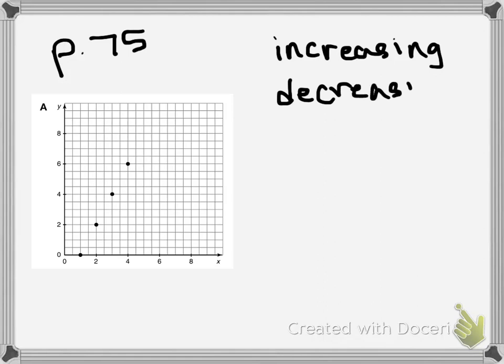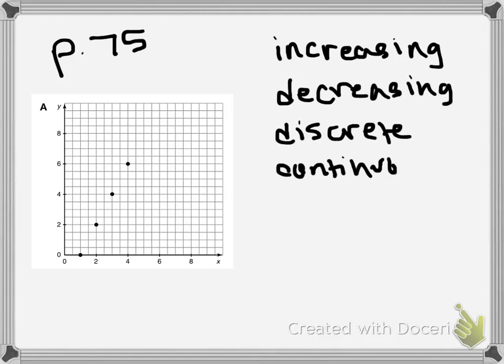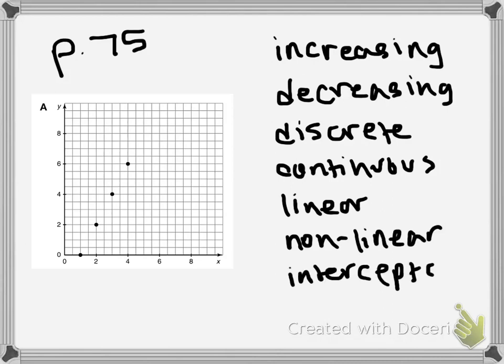On page 75, we're going to describe some graphs, and there are about 12 of them. So I want you to rough sketch each graph when you see it, and then just write the words that I circle to describe it. You don't have to write all of them.